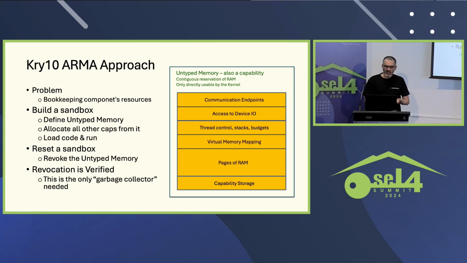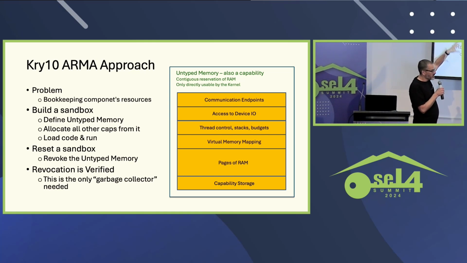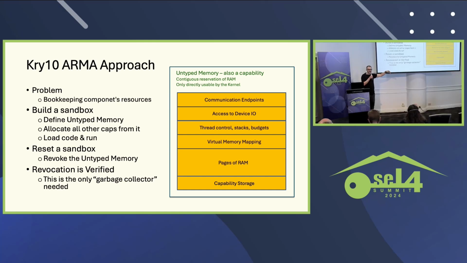So all of the endpoints that it needs, the C space that it needs, the page mappings, the virtual address spaces and stuff, we allocate all of that from that. Then we load the code in and run it and so on. And then if we need to reset the sandbox for whatever reason, for example, it crashes and we need to restart it, we need to stop it, remove it from the system, then rather than having to manually keep track of all these things we've allocated, we can just revoke that untyped memory. And all of those things disappear.